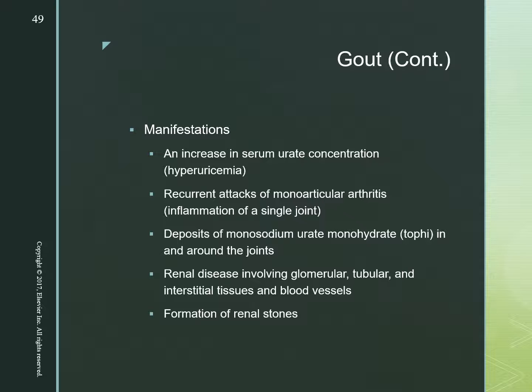Manifestations include an increase in serum urate concentration, hyperuricemia, recent attacks of monoarticular arthritis, inflammation of a single joint, depositions of monosodium urate monohydrate, tophi in and around the joints, renal disease involving glomerular, tubular, and interstitial tissues and blood vessels, and formation of renal stones.